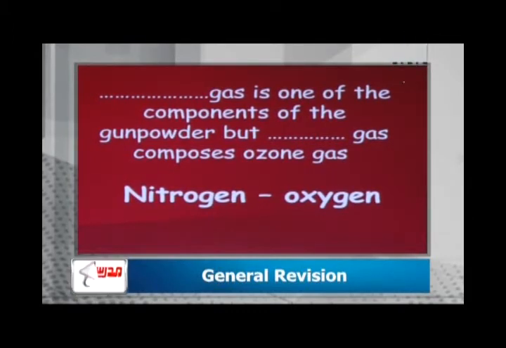هو غاز غير نشط أو غاز خامل نسبيا. So we use nitrogen gas to store gunpowder or store flammable or any material which will burn or explode like petrol, like gunpowder and so on. So what is the gas which is used in ozone gas? Surely it will be oxygen gas. So I'm sure all of you know that ozone gas has the symbol O3. ozone gas رمزه O3 عشان كده هيكون أكيد الغاز اللي جواه هو oxygen gas. So again, nitrogen gas is one of the components of the gunpowder, but oxygen gas composes ozone gas.